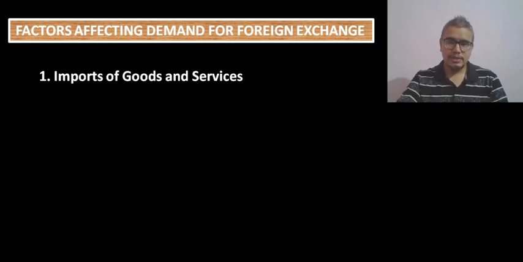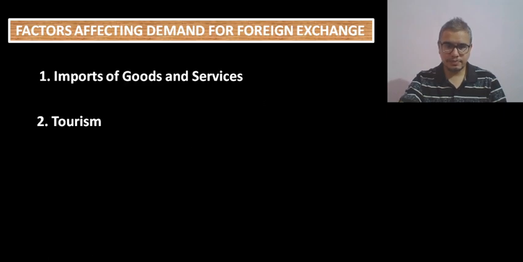Okay, the next is also related to this only, tourism. Whenever we tour abroad, we will be requiring US dollar, so we will ask for more US dollar within the country, that is in India itself. Okay, so this will also increase the demand for foreign exchange.